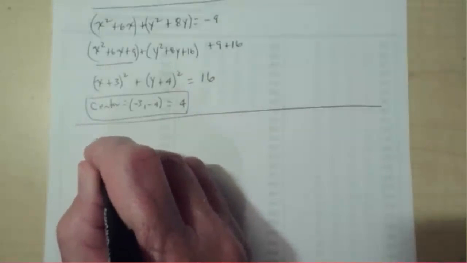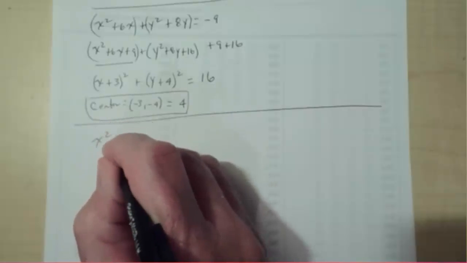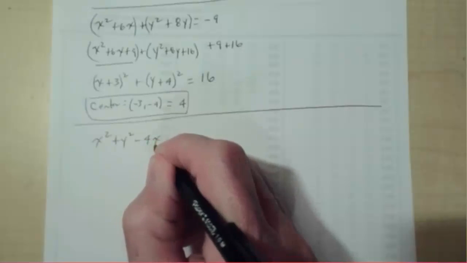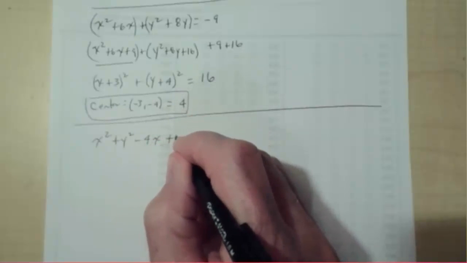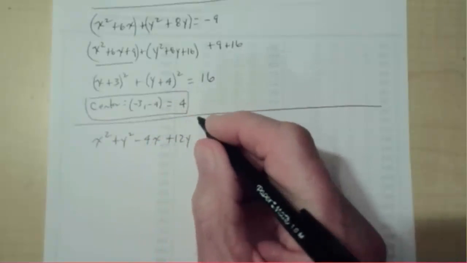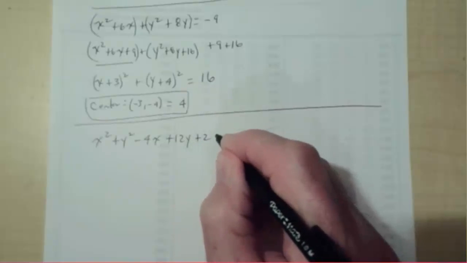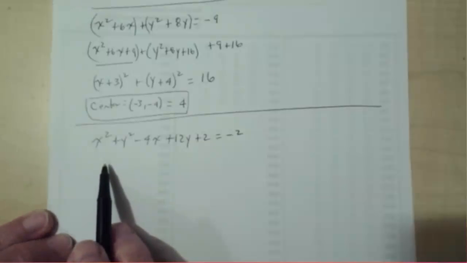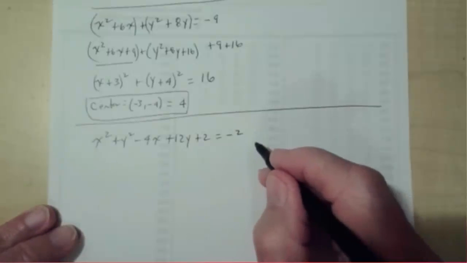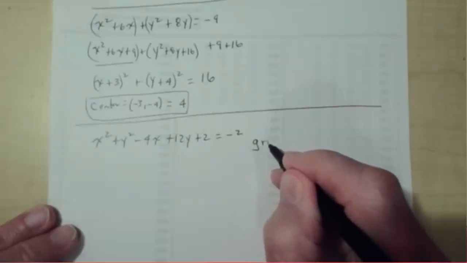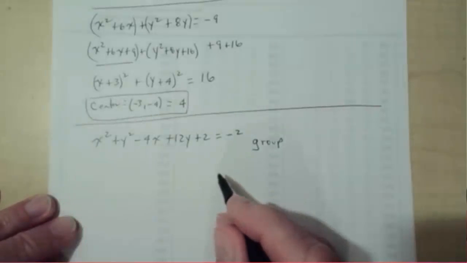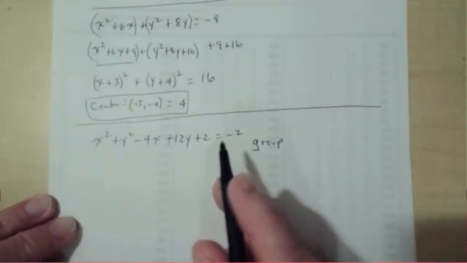Now the next one is if we have x squared plus y squared minus 4x plus 12y plus 2 equals negative 2. Okay, the first thing we're going to do is we're going to group the x's and the y's together. We're going to do groupage. There's no such word as groupage. Yeah, okay. And at the same time, we're going to move the constant to the other side.